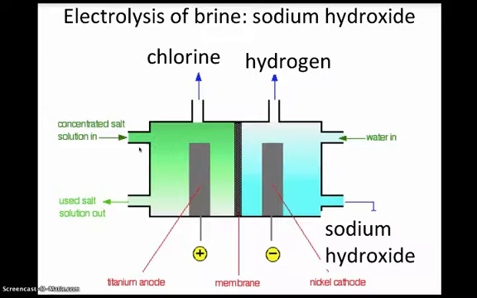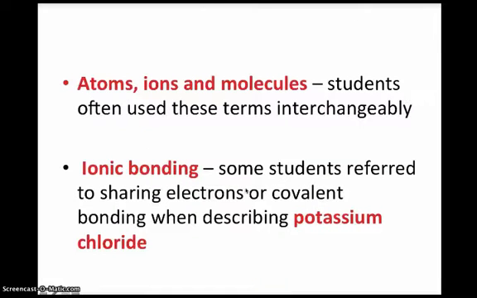And the electrolysis of brine. Remember, we're producing sodium hydroxide, chlorine and hydrogen, and the reason is because we've got H plus and OH minus ions in the water, and then we've got sodium and chloride ions in the brine. But again, you need to know what goes in, what comes out. Remember that you have a membrane down the middle.